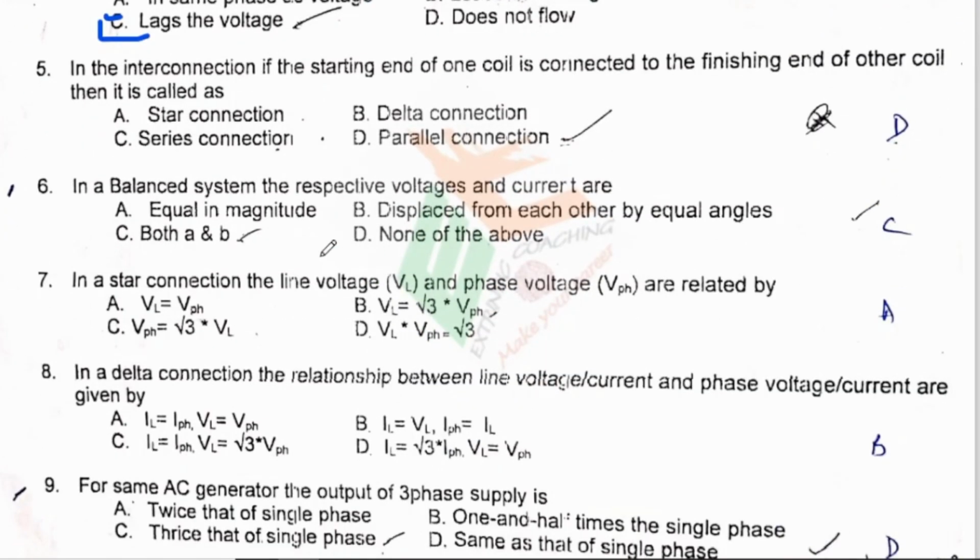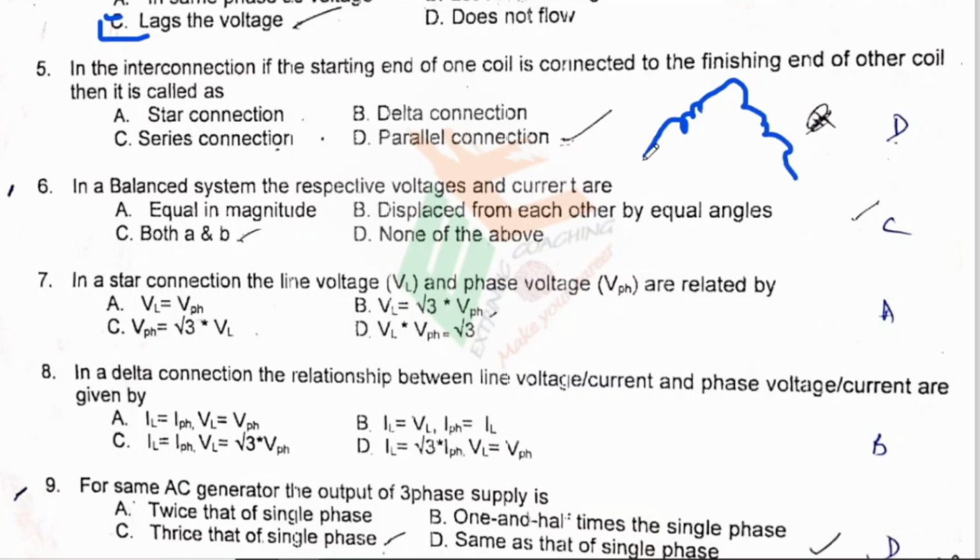Next question: in the interconnection, if the starting end of one coil is connected to the finishing end of the other coil, then it is called? Starting end of one coil and finishing end of the other coil, then again the starting end of this coil and the finishing end of the other coil. So which type of connection is this? This is delta connection. So option B is the correct answer here.